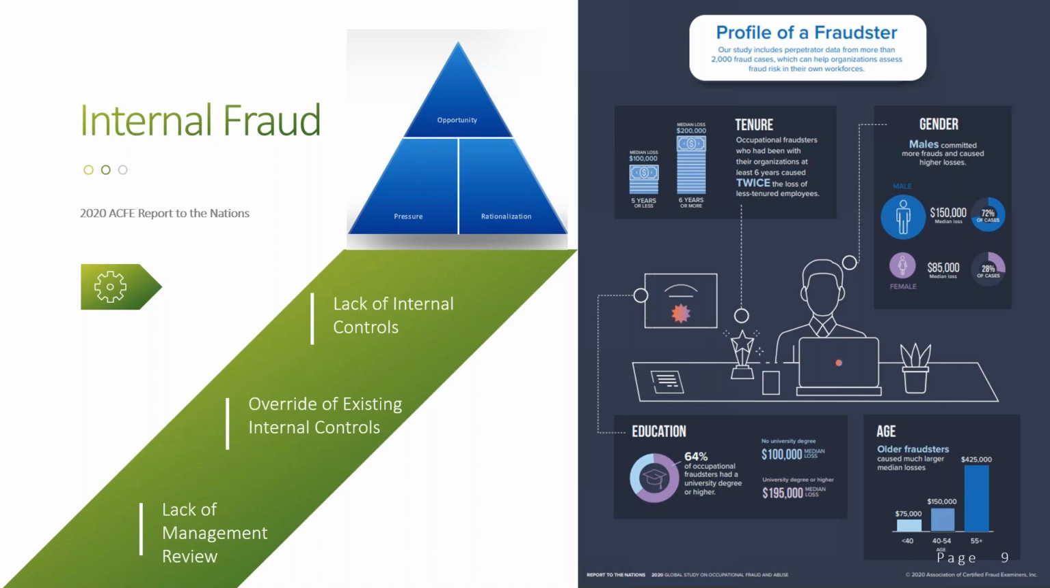So whether there's a lack of internal controls, or maybe no internal controls, or if you have internal controls, but there is an override of those existing internal controls, right? How often does that happen? And then maybe there is a lack of management review, and this could be needed where there is a segregation of duties issue and the management review is a compensating control, but maybe that doesn't happen, or it's just a cursory review.